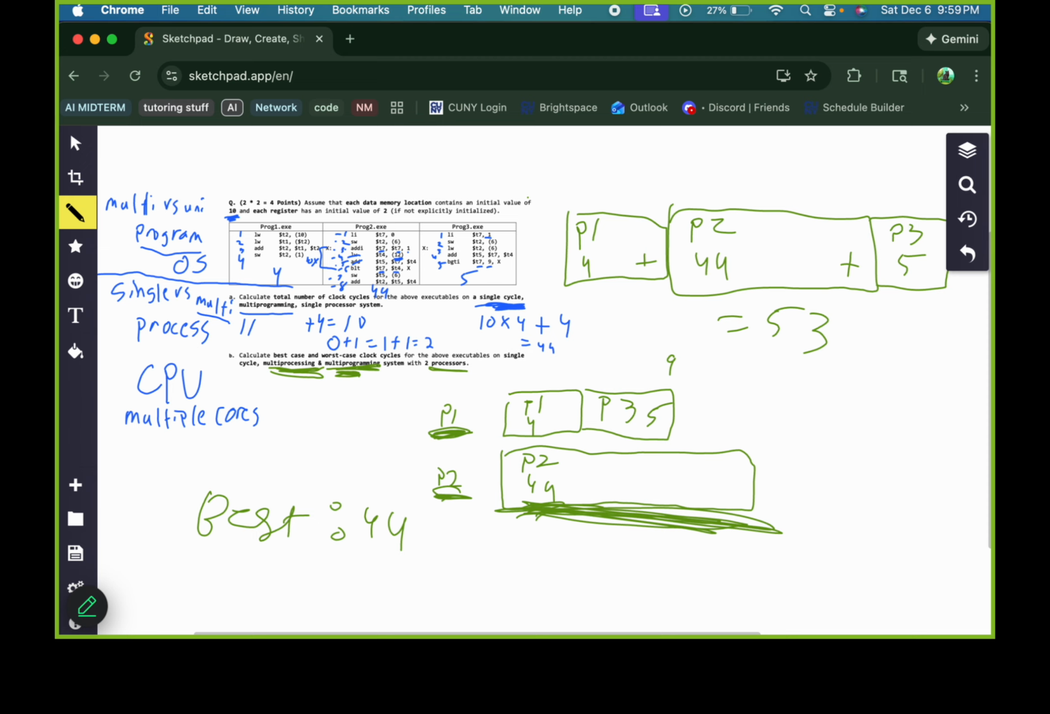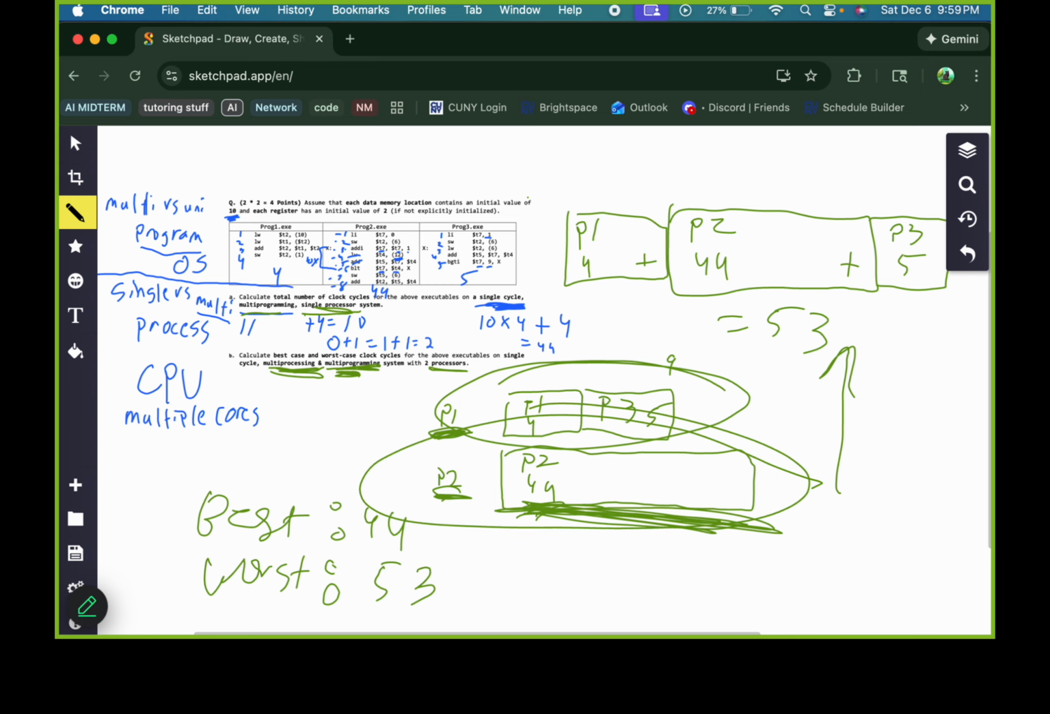Otherwise, remember it says best case and worst case. If this was not programmed efficiently, the worst case would have literally just been you have 2 processors, but you didn't use them for some strange reason. You put them all onto one. I don't know, maybe the OS was having a bad day that day and was not in the mood to be efficient. So the worst case would be the same as the previous, which would have been the single cycle multiprogramming single processor. So we can see how much better it is when we stack things up, like how we did over here.